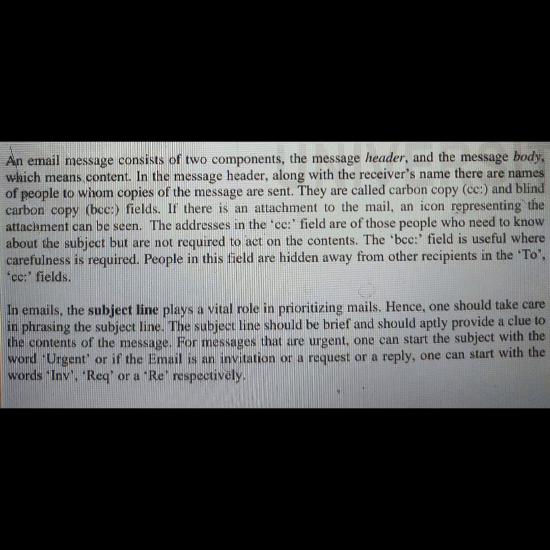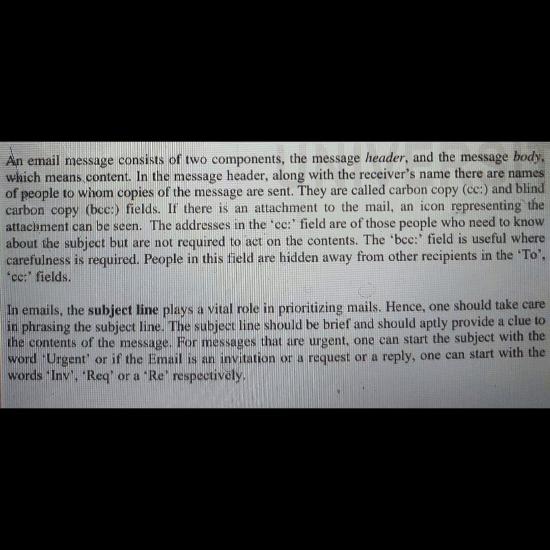An email message consists of two components, the message header and the message body, which means content. In the message header, along with the receiver's name, there are names of people to whom copies of the message are sent. They're called carbon copy, CC, and blind carbon copy, BCC, fields. If there is an attachment to the mail, an icon representing the attachment can be seen. The addresses in the CC field are of those people who need to know about the subject but are not required to act on the contents. The BCC field is useful where carefulness is required. People in this field are hidden away from other recipients in the CC fields.